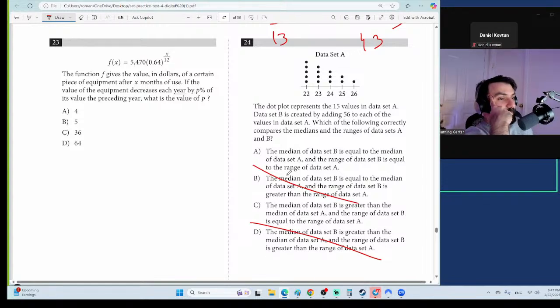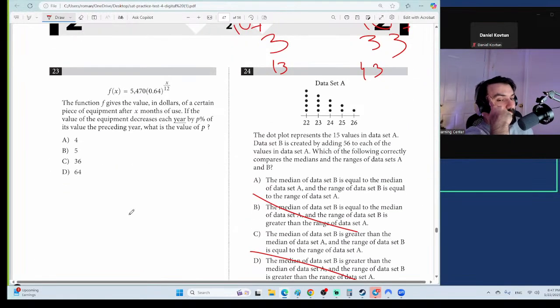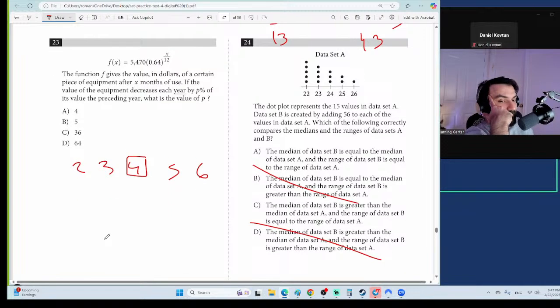Now the medians. The median of data set B is equal to the median of A? No, the medians won't be equal. Why? Because median is about the numbers. Let's say we had numbers 2, 3, 4, 5, 6, so our median would be 4. And let's say we add 10 to all of these numbers. It will be 12, 13, 14, 15, 16. So now the median will be 14. So the median does change. It was 4, became 14. So that means that, because this says the median is also equal to A, no. C is correct.